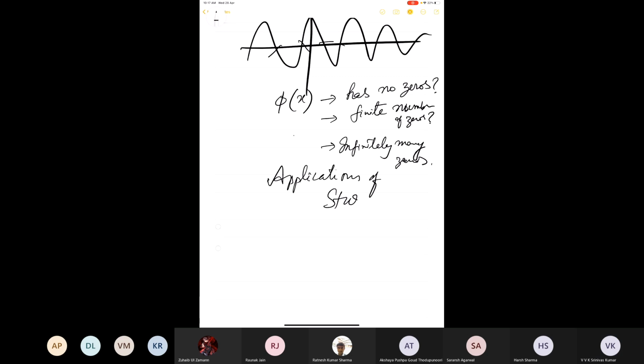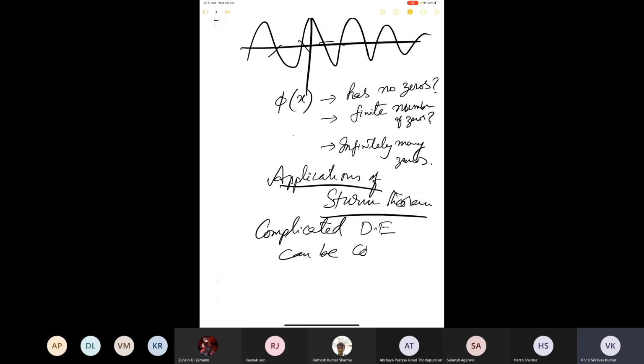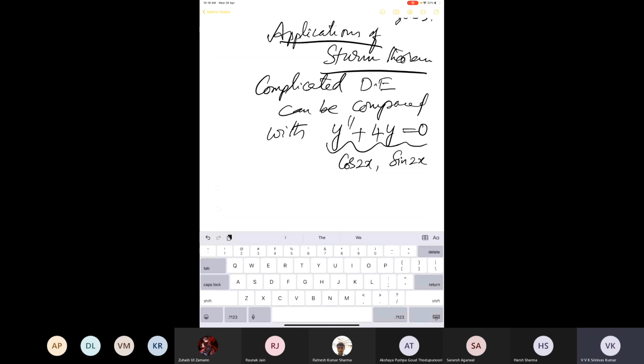Applications of Sturm's theorems: some complicated differential equations can be compared with equations like y double prime plus 4y is equal to 0. We know the solutions of this. We know that cos 2x and sin 2x are the solutions of this sort of equation, right? We know that.